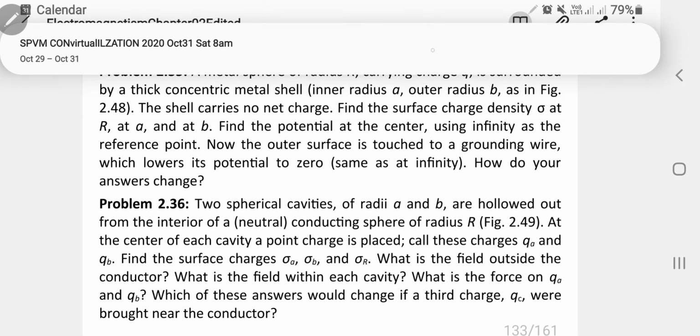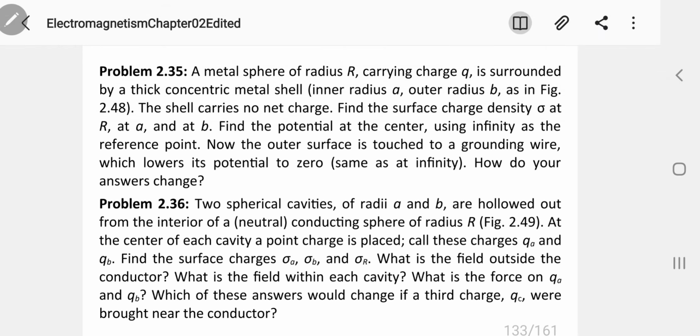What happens here? Sorry for that. So that ends our session, the lecture, and probably the next lecture will be the last for this chapter. The next lecture, and then we'll start with chapter 3.